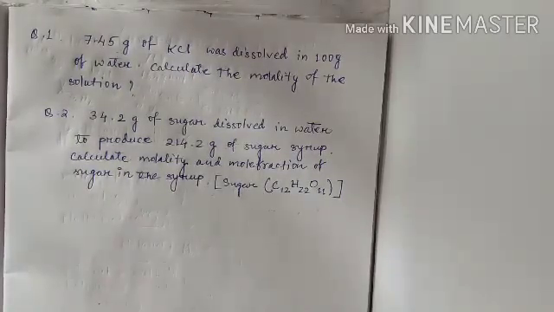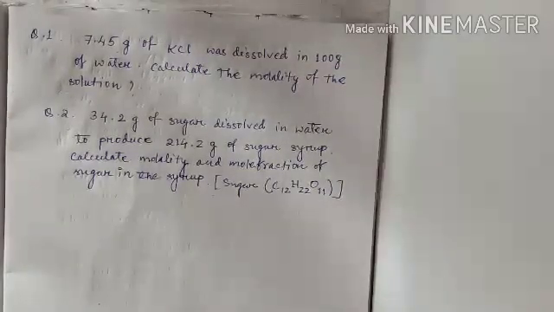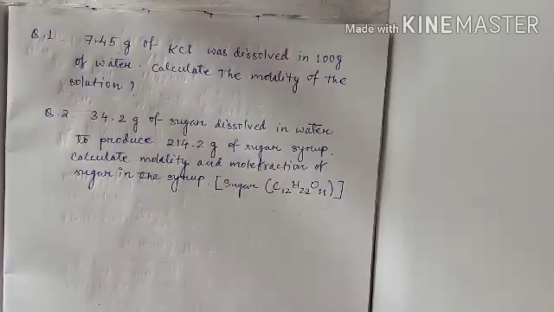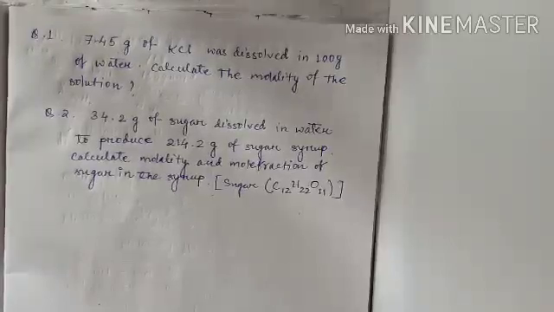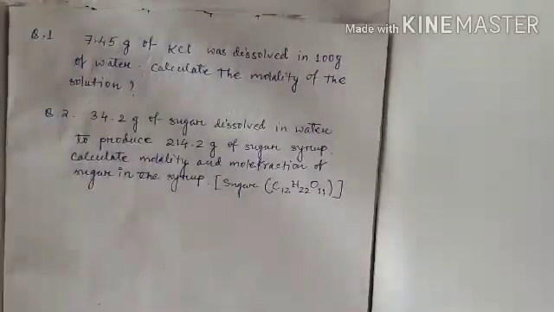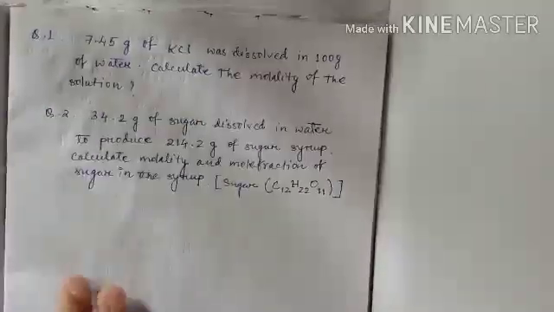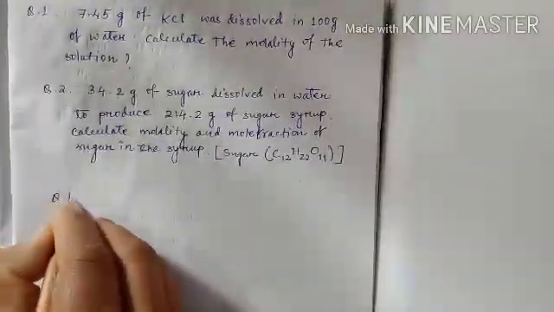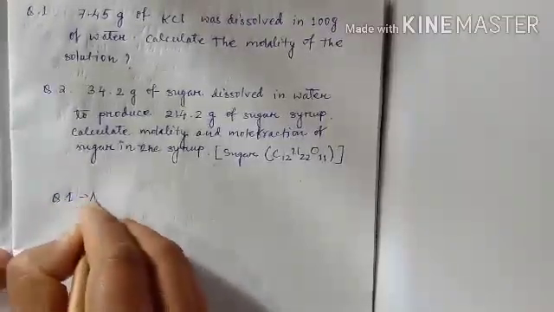So water is the solvent and potassium chloride is the solute. We are given the weight of the solvent and the weight of the solute. From these two data we have to calculate the molality of the solution. So we can calculate it. Just see question 1.